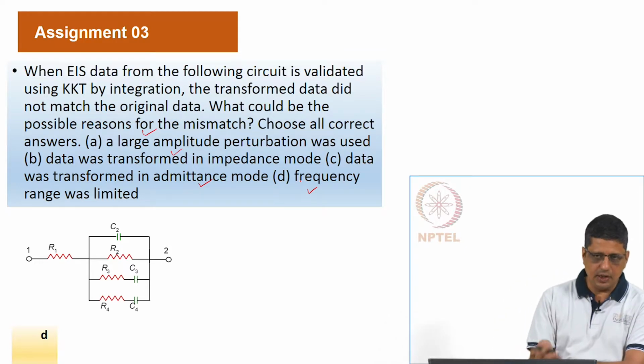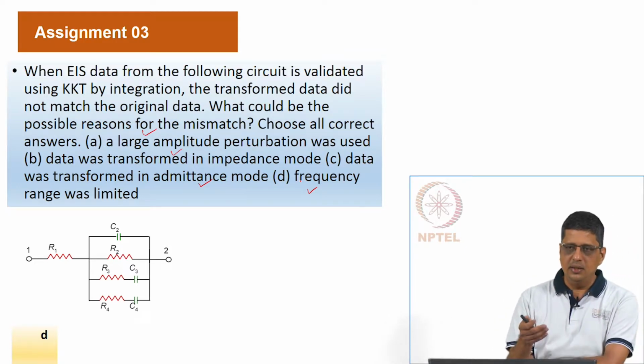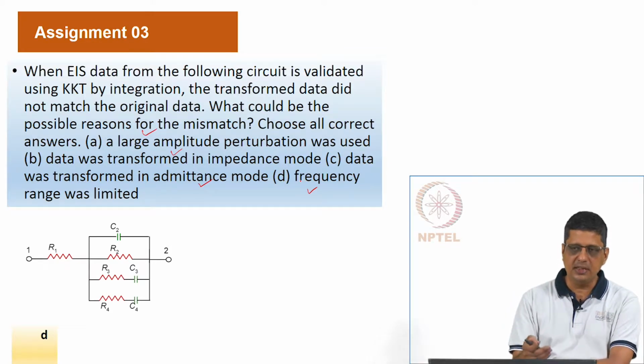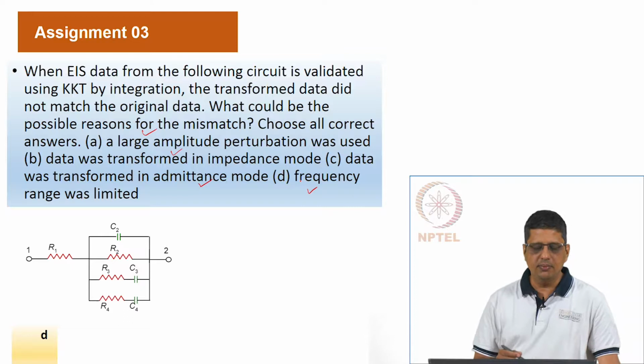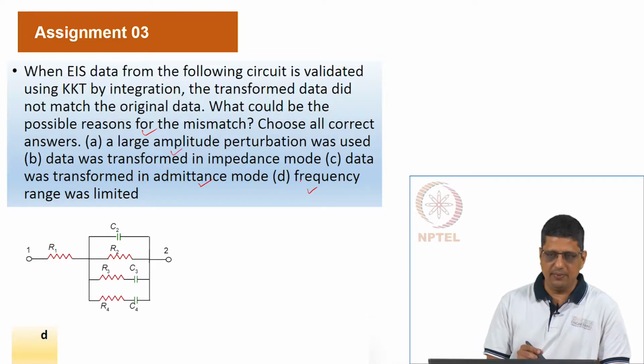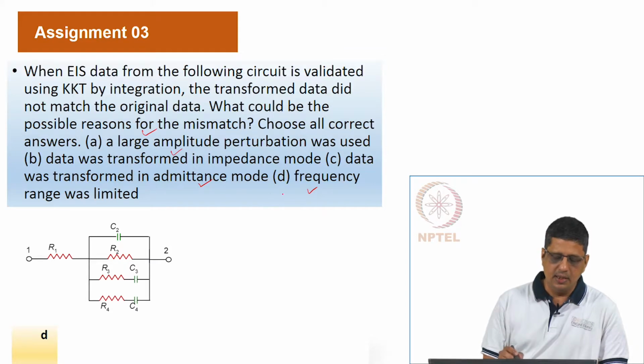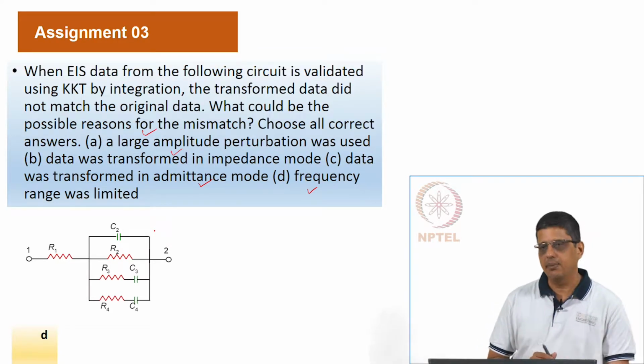Okay. This is a circuit. Inherently, this is a linear system. This is a simple circuit with resistors and capacitors. Therefore, it is a linear system. This does not have any active elements. It is automatically KKT compliant. Whether you use large amplitude perturbation or small amplitude perturbation, it does not matter. Likewise, whether you use admittance mode or impedance mode, it should not matter. The only possibility is that the data was not taken in a wide enough frequency range. So, that is the only reason why data was not KKT compliant.